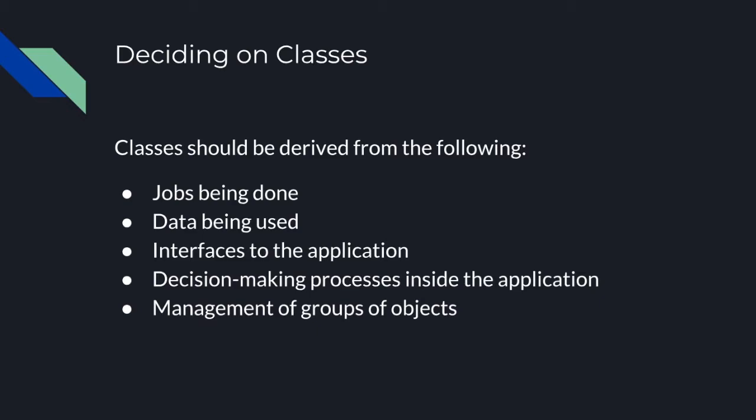The next thing to consider is what decision-making processes are going on inside the application. We'll talk about a few different design patterns about the best way to make those decisions. But the signs that you need nodes for a decision-making process would show that you need a controller object. Lastly, what kind of groups of objects are you going to end up with in your application, and how are you going to manage those? Those would be a sign that you need a structure object.